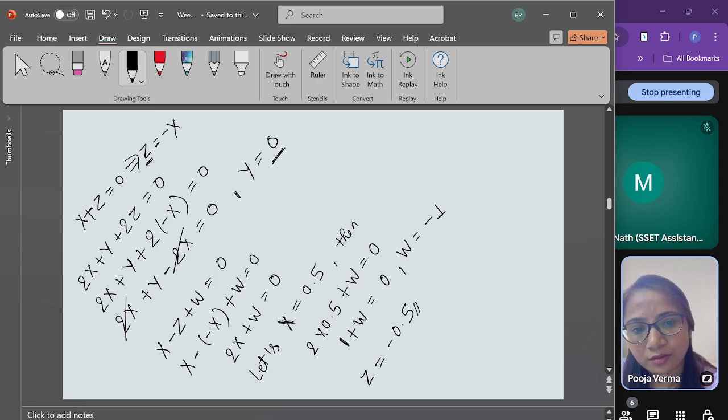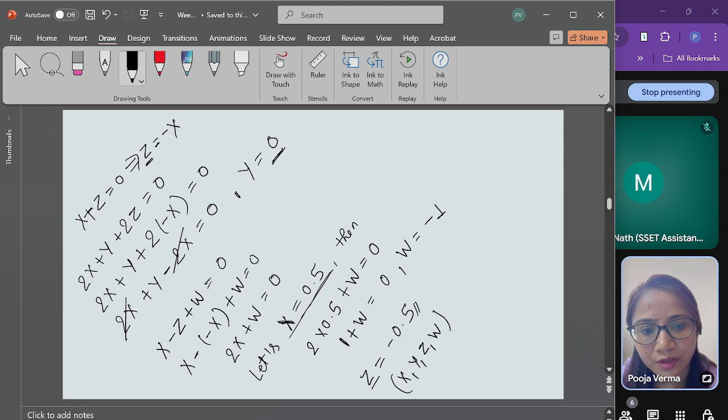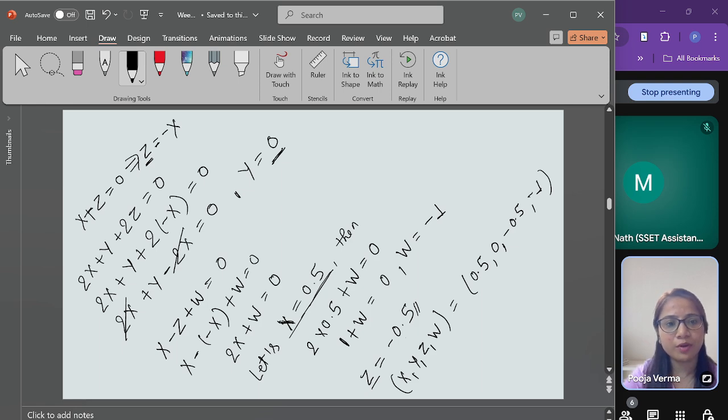We have just assumed this value. Let's take x equal to 0.5. So what values have we got? X, y, z, w. This is the center. The x value we have just assumed as 0.5. Y is 0, which we got from the solution. Now z is minus 0.5. Next w is minus 1. So these values we have got: 0.5, 0, minus 0.5, minus 1.